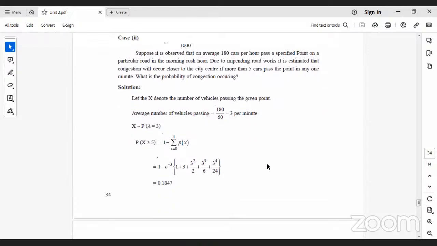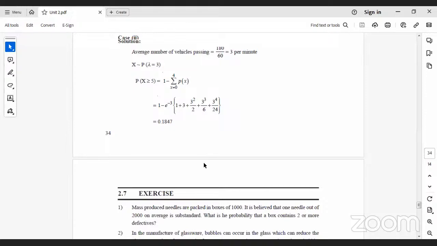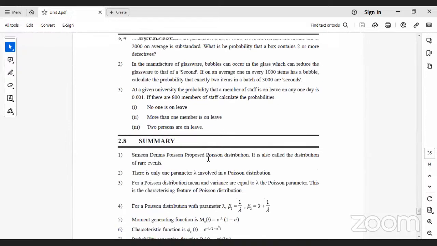So P(x greater than 5), we are taking 1 minus the summation up to x is equal to 4. So what is the formula? 1 minus e power minus 3 into (1 plus 3 plus 3 square by 2, 3 cube by 6, and 3 power 4 by 24). Here x greater than 5, so we have to take only up to 4. So 9 by 2, 27 by 6, and 81 by 24. These values give 0.8147. We are taking this one.